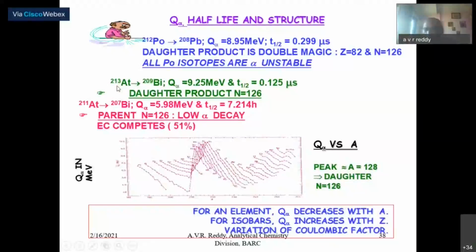Here it is 85 and 128. Okay. Here what we have to see is that the daughter product is having a magic configuration. Therefore, this is also favorable. Not only that, higher the proton number, more probable for alpha decay. But it is not a thumb rule, more or less that is true.